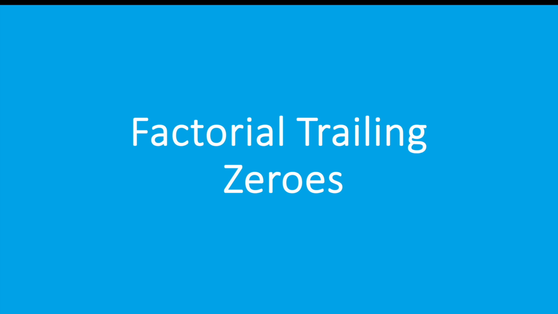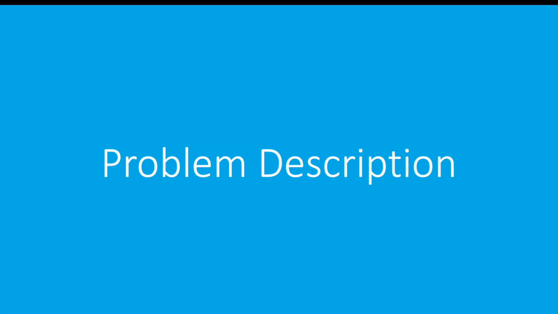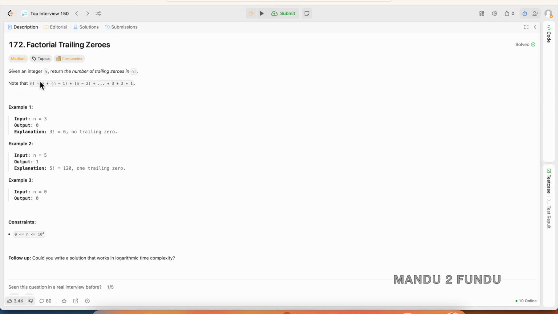In this video, I'm going to discuss the solution for finding the number of trailing zeros in a factorial. Let's look at the problem description. We are given an integer n and we have to return the number of trailing zeros in n factorial. So the factorial is the product of all the numbers ranging from 1 to n.